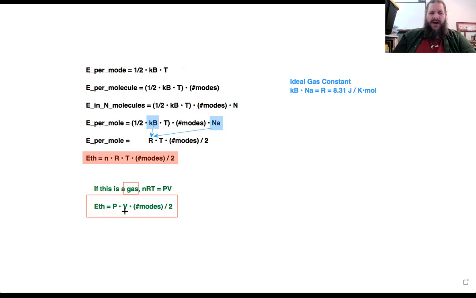We just need to know how much space the gas takes up and how much pressure it's under, and also what type of molecule it is so we can calculate number of modes. But this allows us to find thermal energy without even needing to know the temperature. So this can be a very convenient way of calculating thermal energy specifically for gases. But the other formula, nRT times number of modes over 2, works for any substance. Any other questions on that formula?